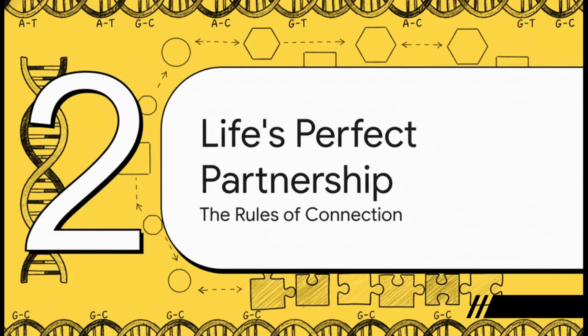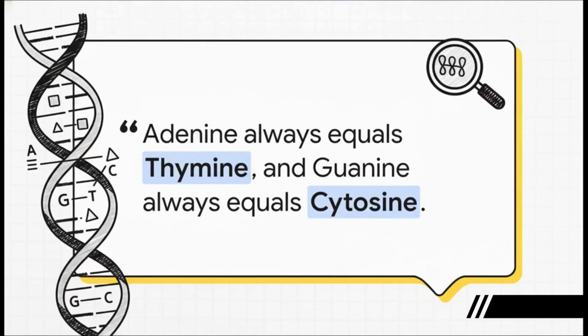So how do these bases actually connect? Is it just random? No way. It's a perfect, incredibly precise partnership, and it's governed by a fundamental rule of biology that you absolutely positively have to know for your exam. And this brings us to the great Erwin Chargaff in his groundbreaking discovery, which we now call Chargaff's rule. What he found was that in any DNA sample, the amount of adenine always equals the amount of thymine, and the amount of guanine always equals the amount of cytosine.